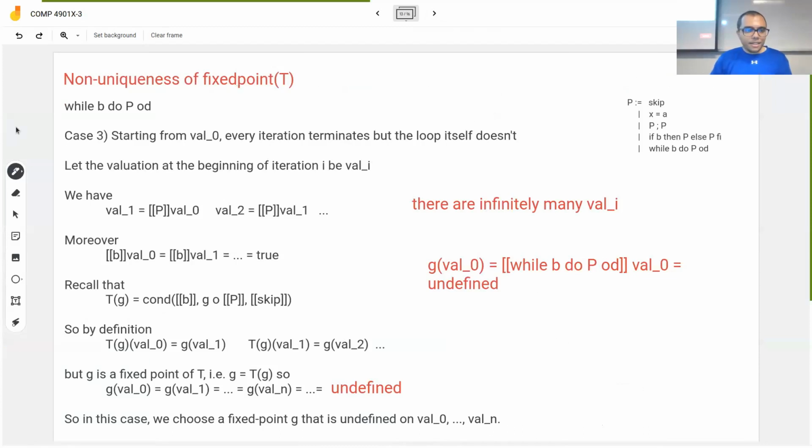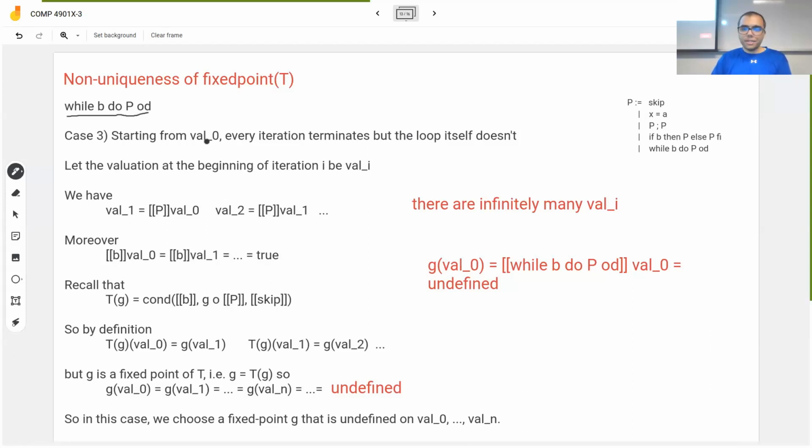This is my third case, and this is really the case where the fixed point becomes actually non-unique, and then I really have to make a choice to take the least fixed point. So I have, again, this while loop. And now this is the case where when I run this while loop, it just runs forever. But it runs forever because of this while loop itself. So P always terminates in this case, but the while loop, the entire thing does not terminate.